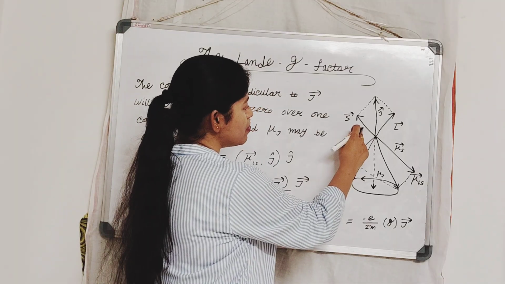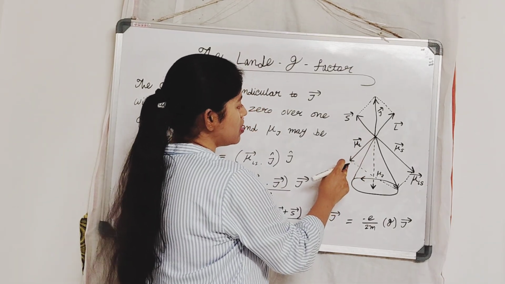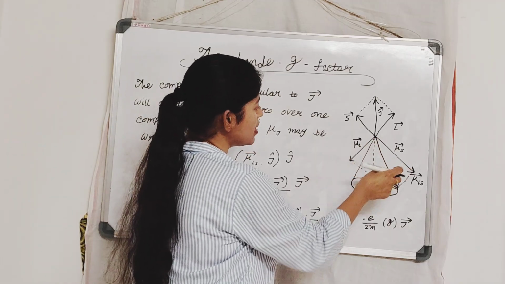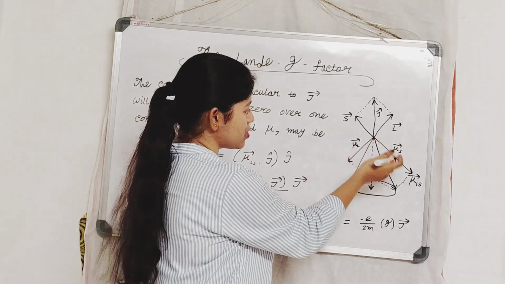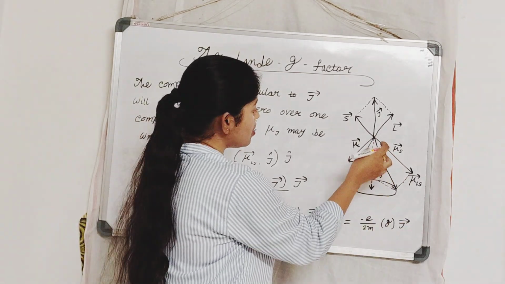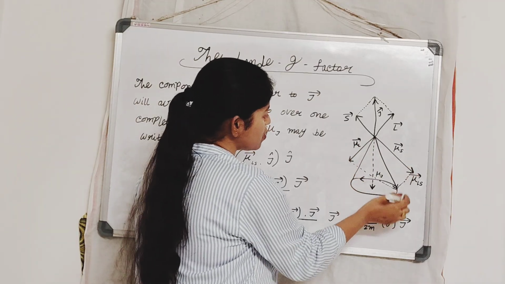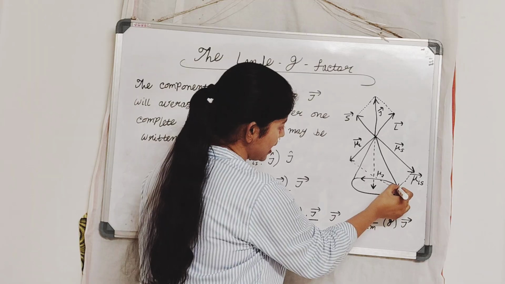Now μL will be directed in this direction and μS will be directed in this direction, where μL and μS are the magnetic moments due to the orbital motion of the electron and due to the spin of the electron. Now μLS is the sum of μL and μS. So this will be the sum of μL and μS, that is μLS.